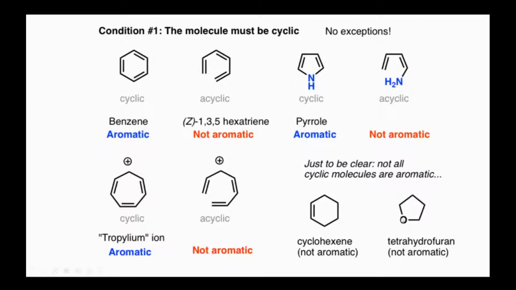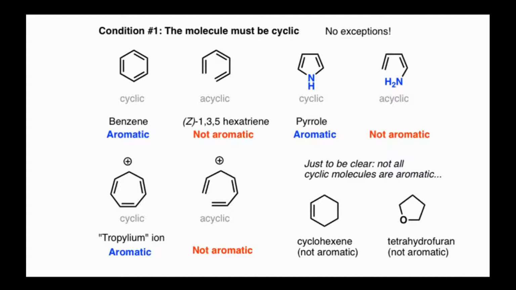Have a look at this again. This is a cyclic compound, but it's not aromatic. So being cyclic does not guarantee that a compound is aromatic. If any compound is cyclic, it doesn't mean it's going to be aromatic. It could be aromatic, or it could be not aromatic as well. So we have to apply all the 4 rules.